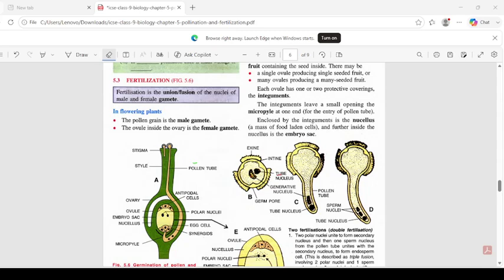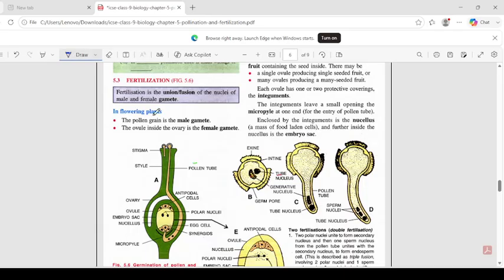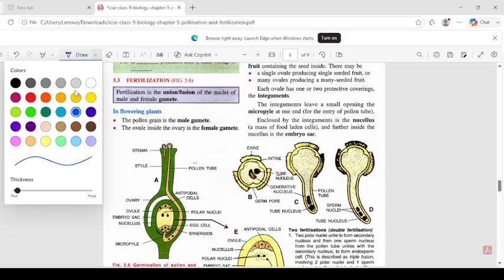Hello everyone. Today we are going to discuss the last topic, fertilization and post-fertilization changes. Here we have to see what the process of fertilization in angiosperms is. In angiosperms, this process is called double fertilization because fertilization takes place two times.